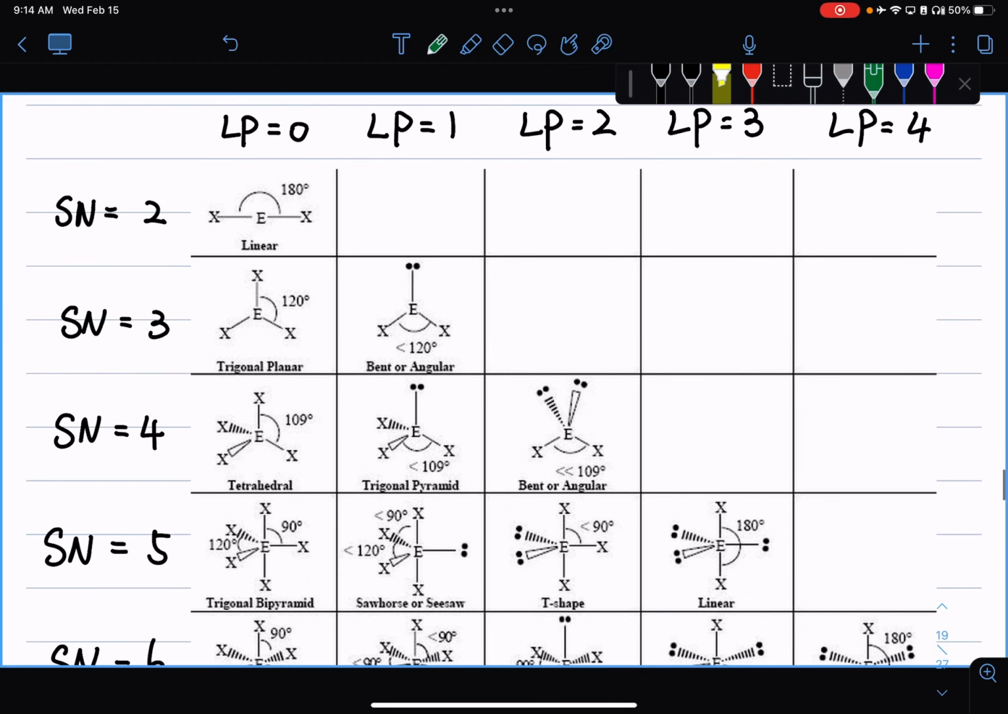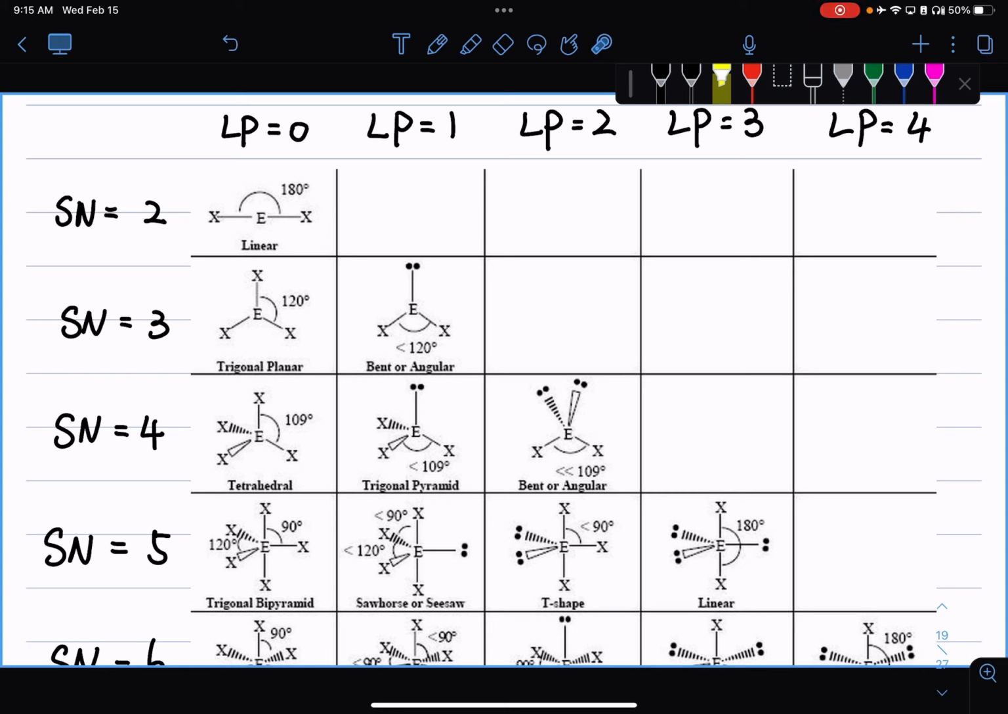And then you just refer to the table. Depending on how many lone pairs you have and what the steric number is, you can refer to the table to identify the geometry of your molecule, the molecular geometry. And one thing to keep in mind is that the lone pair, because it's not bonded, the lone pair electrons will take a little bit more space in three-dimensional space.